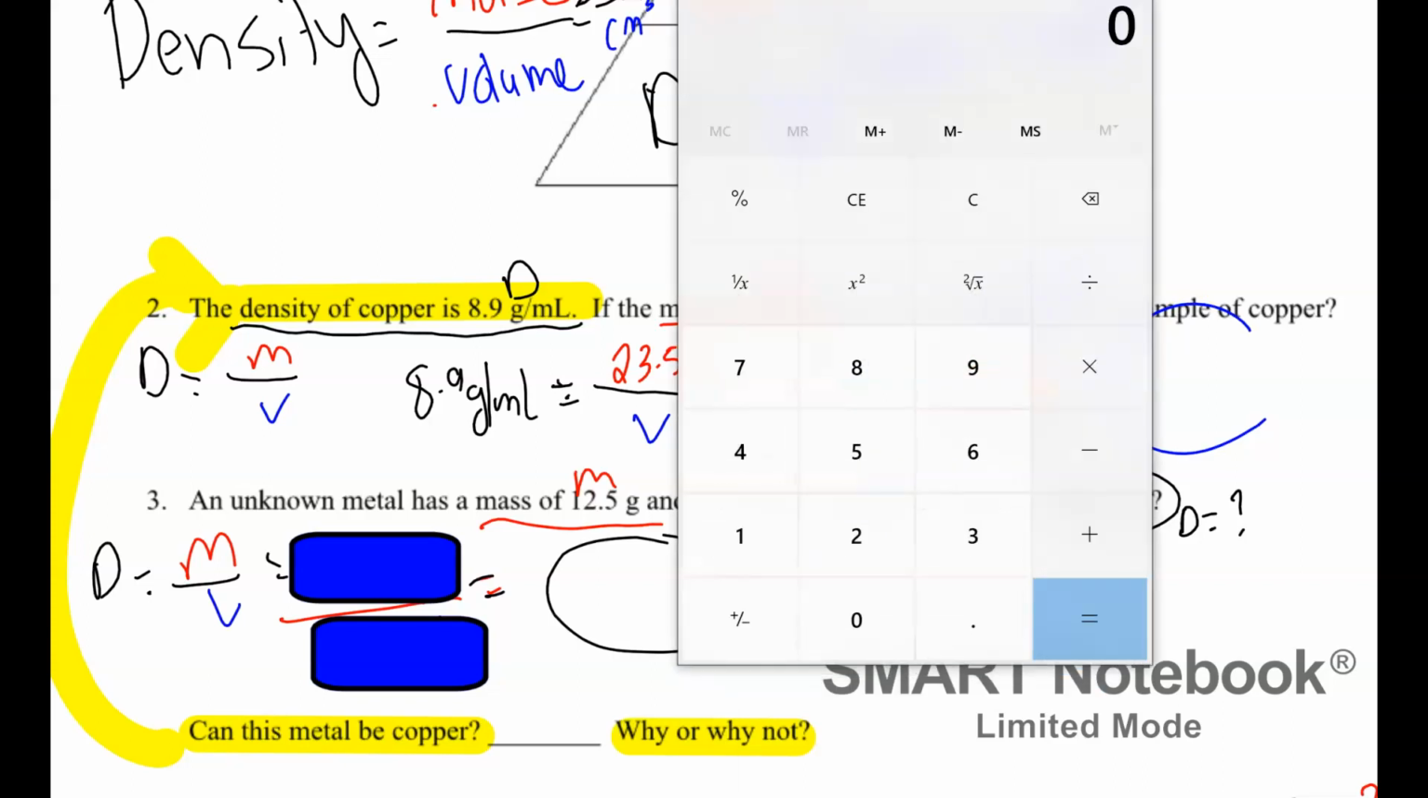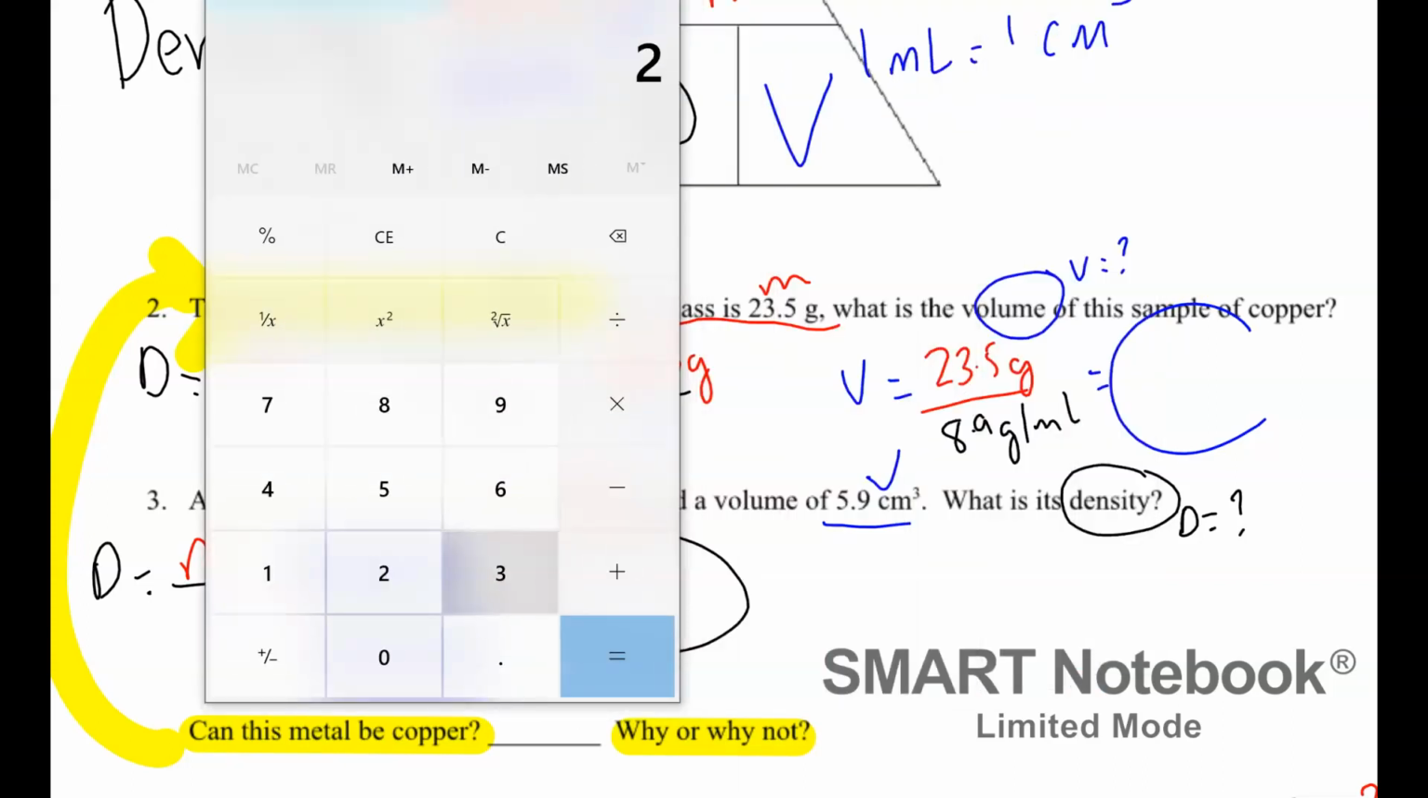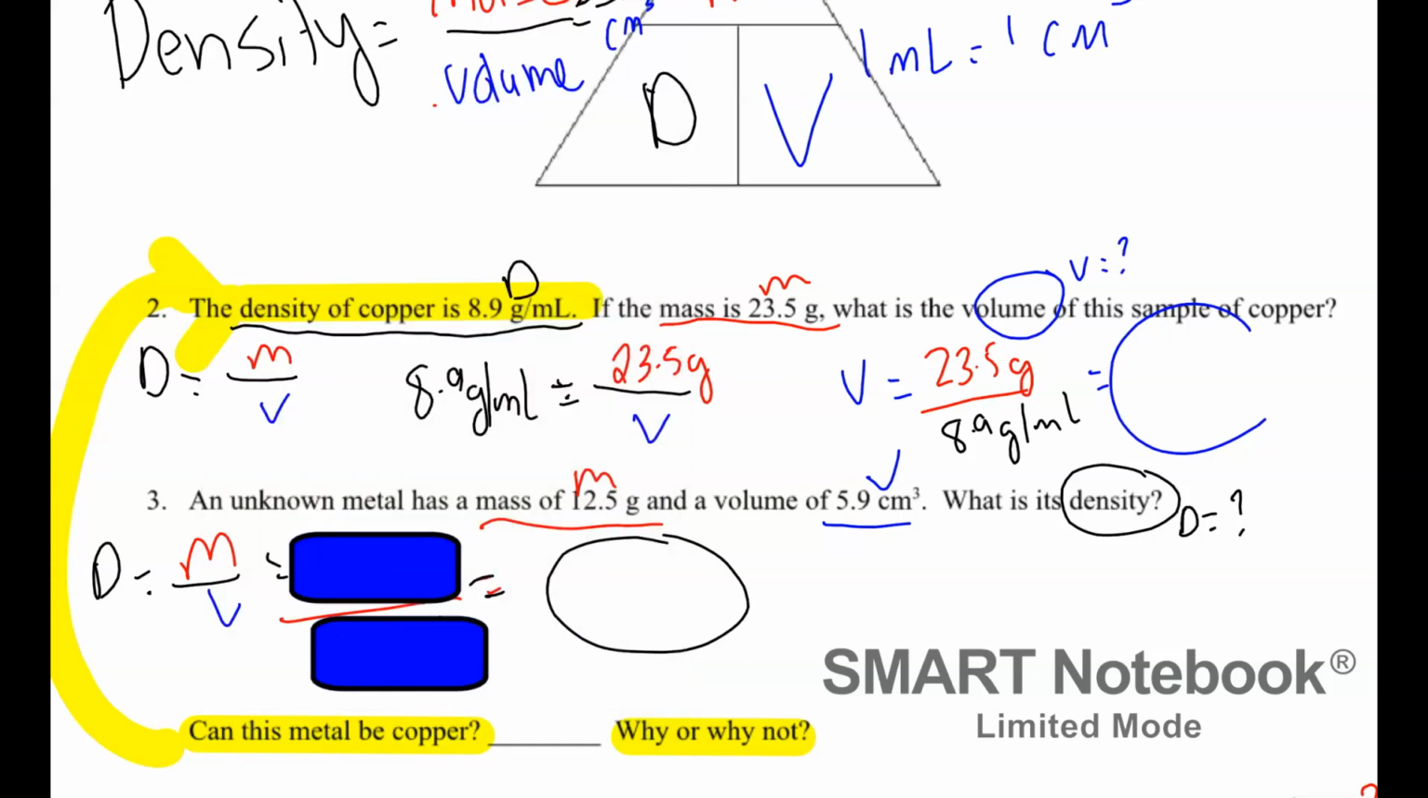Take out your handy-dandy calculator of science, and we're going to take 23.5 grams, divide by 8.9 milliliters, and we're going to get 2.64. So 2.64. And my units are grams per milliliter. Don't worry about how many decimal places we have right now. We'll get to that in the next section.